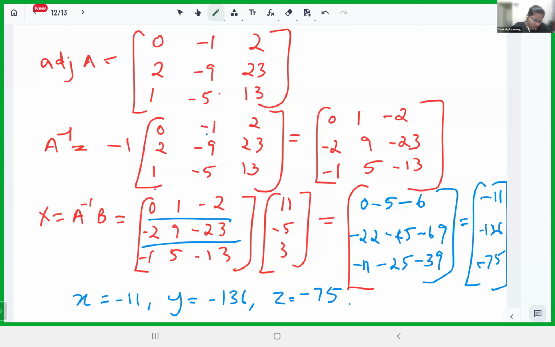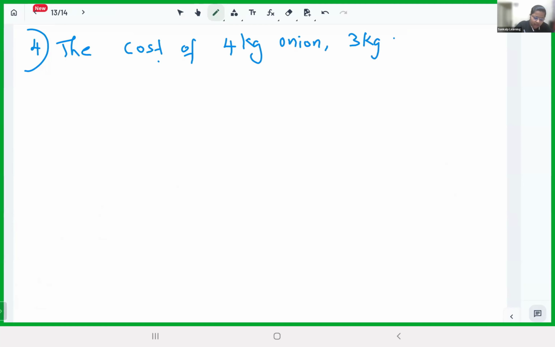Alright, so moving on to the next question, that is the fourth question. The fourth question is, the cost of 4 kilogram of onion, 3 kilogram wheat and 2 kilogram rice is rupees 60.